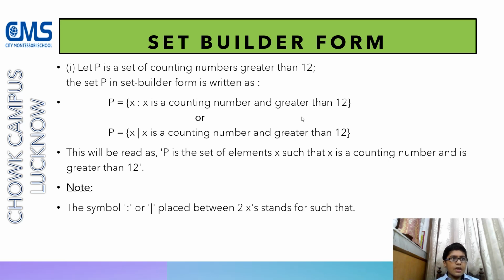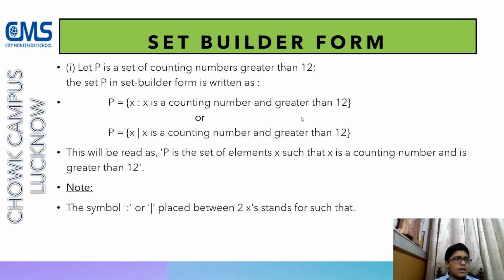Or P equals {x : x is a counting number and greater than 2}. This will be read as P is the set of elements x such that x is a counting number and is greater than 2. Note the symbol colon or the line placed between two x stands for "such that".